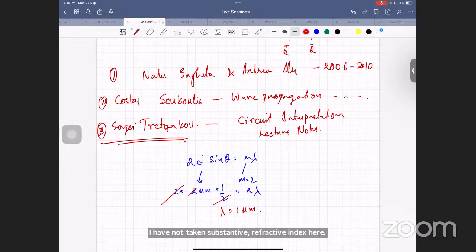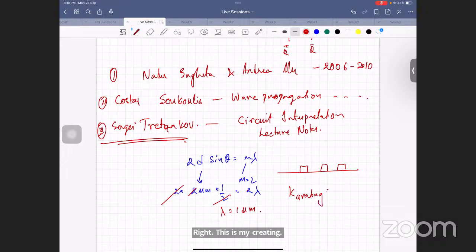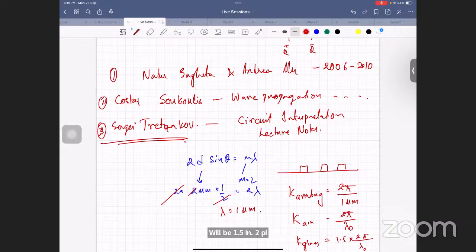Jinal, over to you. Yes, sir. I'm just finding that question. Okay, let's solve it. This is my grating. What is the K grating? 2 pi by 1 micron. Now the index is 1.5. Do you have incidence from the air or from the glass? From the air, and the transmission is there. So the resulting signal is 2 pi by lambda naught, and K glass will be 1.5 into 2 pi by lambda naught.